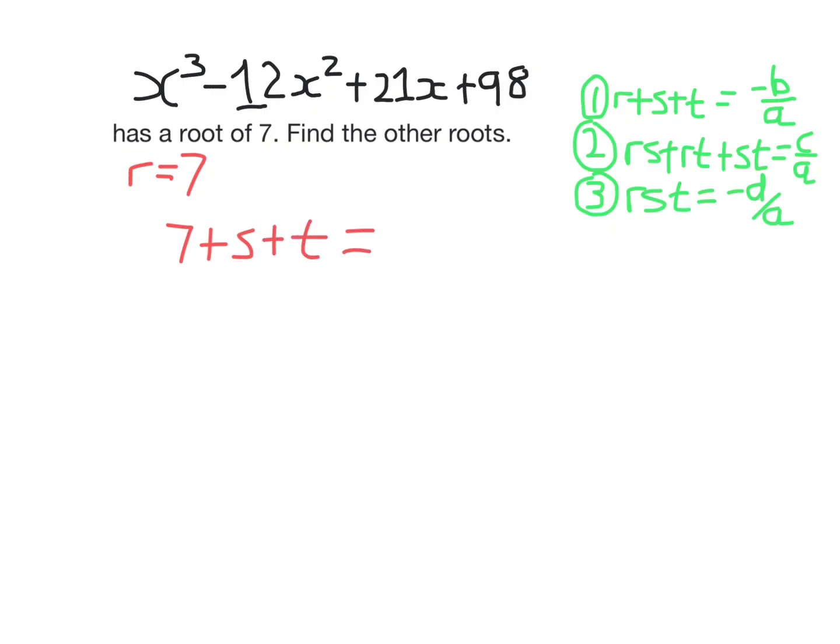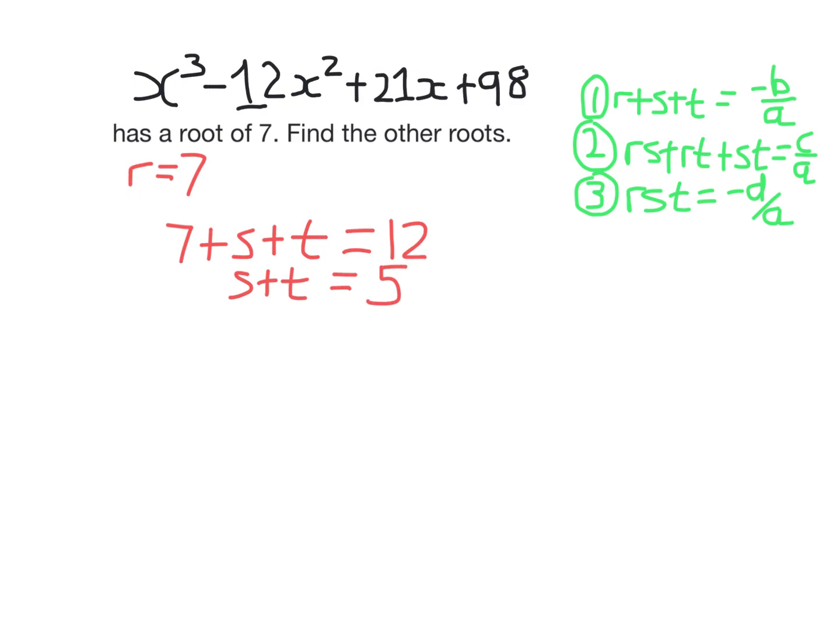That must equal -b over a. Well, -b is +12. It's the negative of this coefficient. a is 1. So 7 plus s plus t must equal 12 from the first equation. Of course, we can write that a little simpler. It is s plus t is equal to 5.